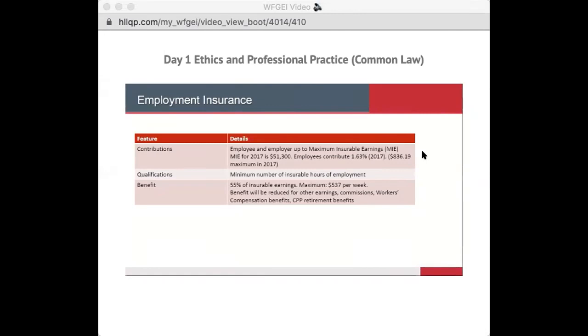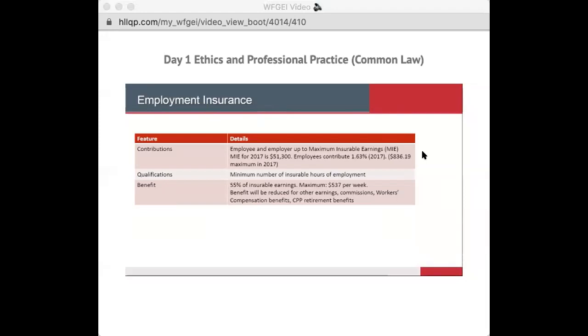The key thing to remember is that it is reduced by any other earnings. In other words, EI is a second payer. If you're already earning well over $537 a week in our example, you're not going to get any EI because you're already getting over the maximum. So it is integrated. If you're getting more than $537, either through earnings, commissions, workers' compensation, or CPP, anything at all, EI is automatically a second payer. But if you're getting less, then EI will make up the difference. Once again, EI is a taxable benefit.